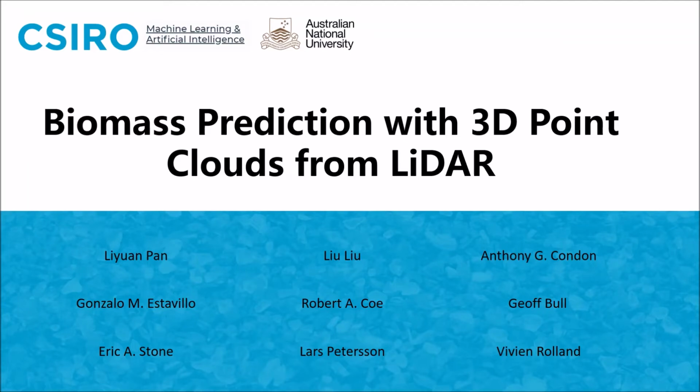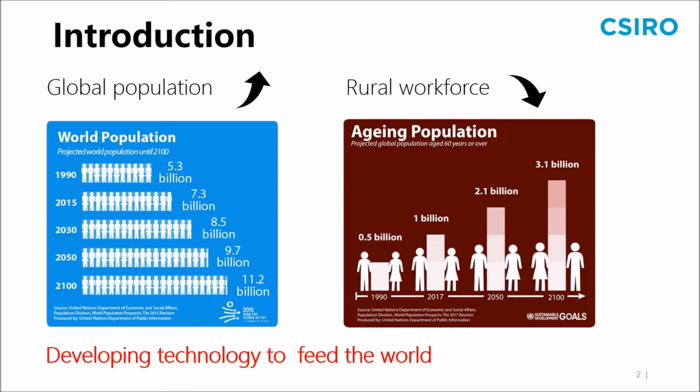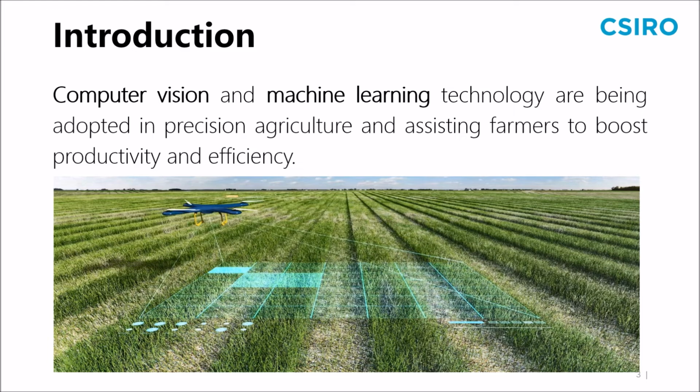Today, we would like to introduce our work, Biomass Prediction with 3D point clouds from LiDAR. With population growth and the rural workforce shrinking, new technology is required to feed the world. Computer vision and machine learning technology are being adopted in precision agriculture and assisting farmers in boosting productivity and efficiency.